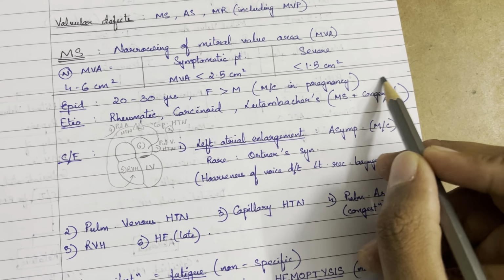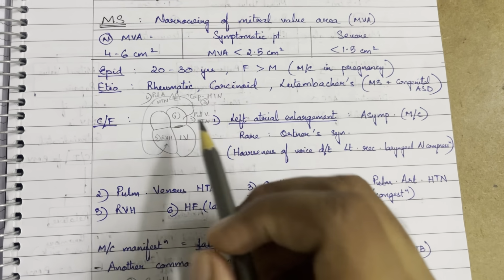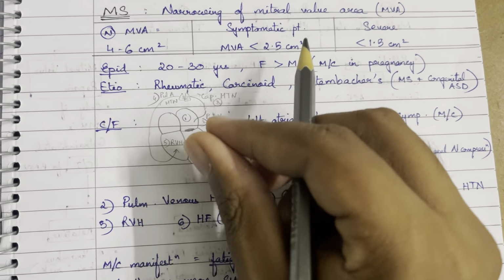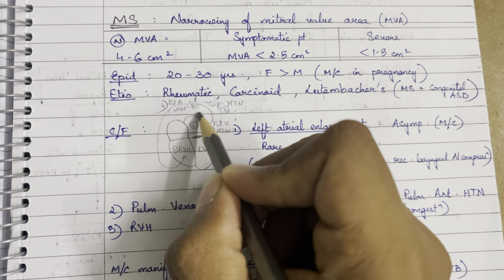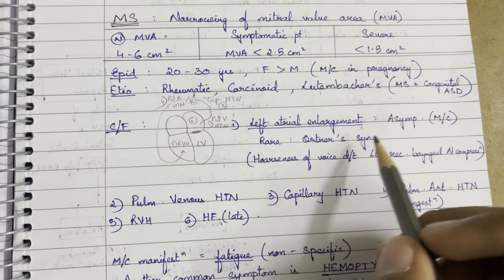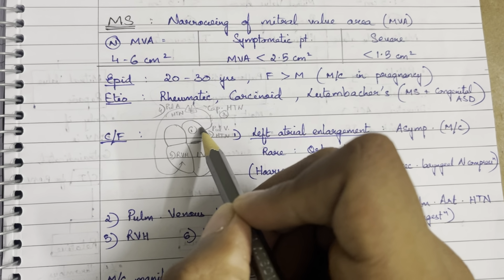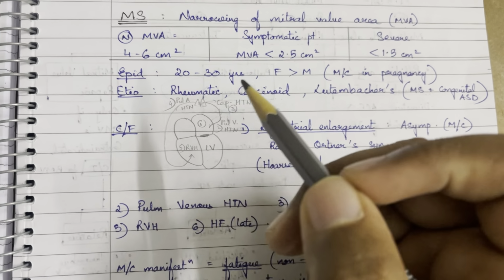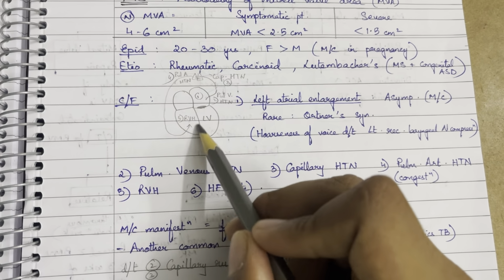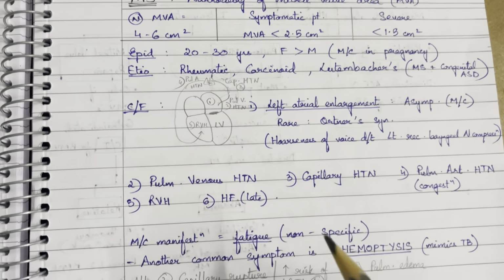So there is congenital ASD, along with that there is associated MS. What happens is the mitral valve is stenosed, it is closed like this. So the atrium cannot pump blood into the ventricle. So the atrium is enlarged, left atrial dilatation. Rarely you can have Ortner's syndrome. Then basically there is backflow. So pulmonary venous hypertension, pulmonary capillary hypertension, pulmonary arterial hypertension, and finally it is transmitted to the right ventricle. So right ventricular hypertrophy, and finally you will have heart failure in late stages.